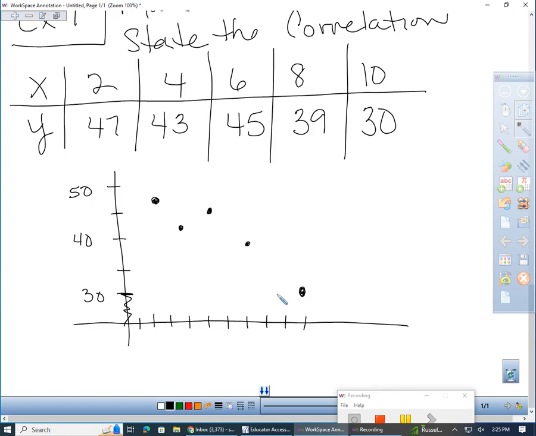All right, look at this correlation. What do you guys think? I like it. What kind of correlation is it? Oh, it's a strong negative. Good. Strong negative correlation. Okay, that is all you have to do for the first two problems.